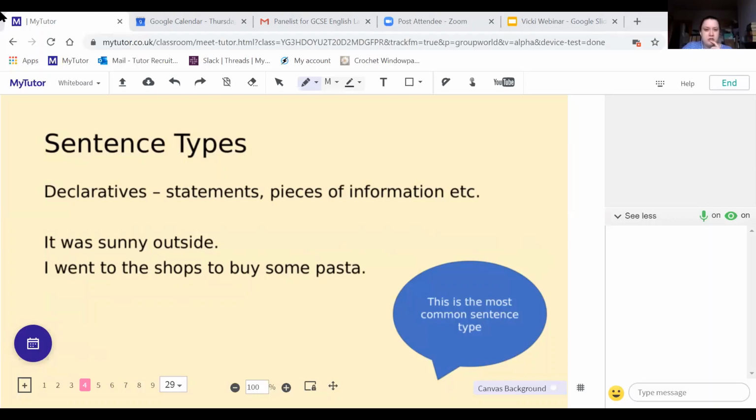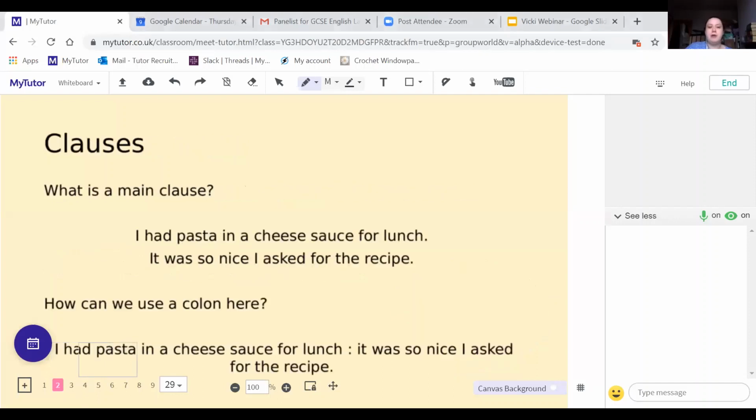I'm going on to active and passive now. What is an embedded clause? Right, so an embedded clause is usually where you use parentheses.